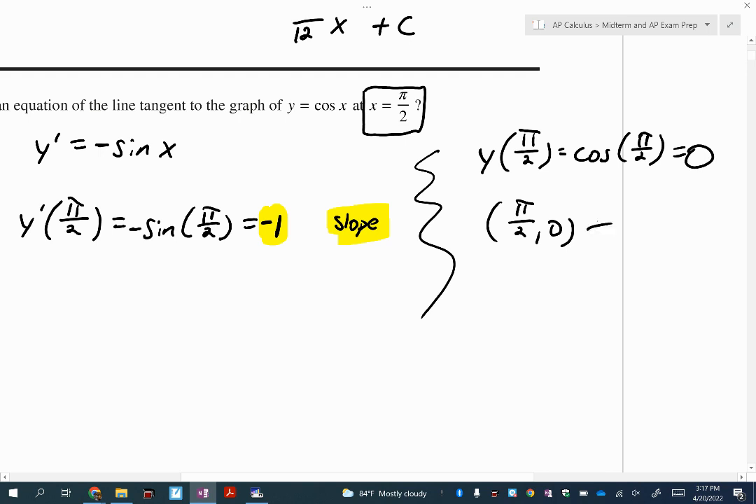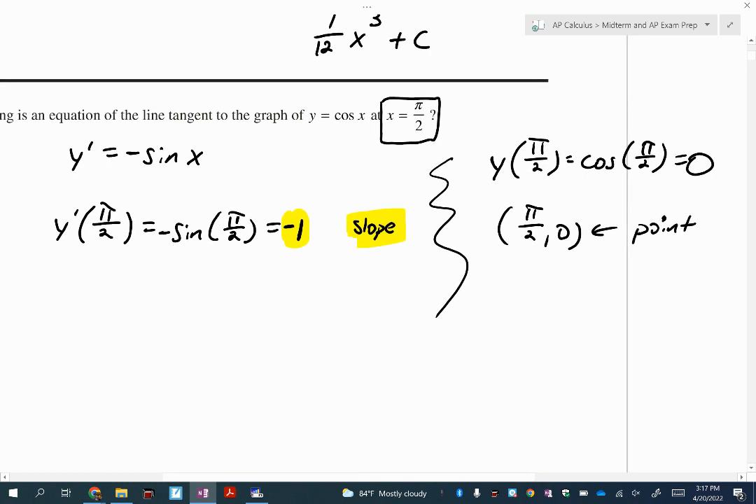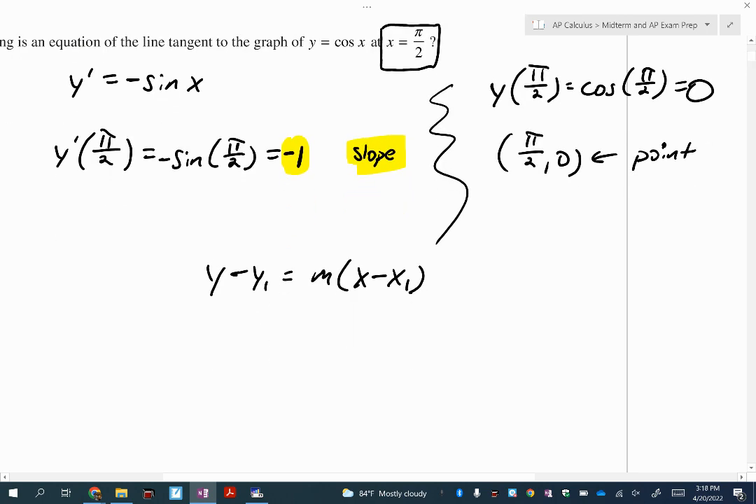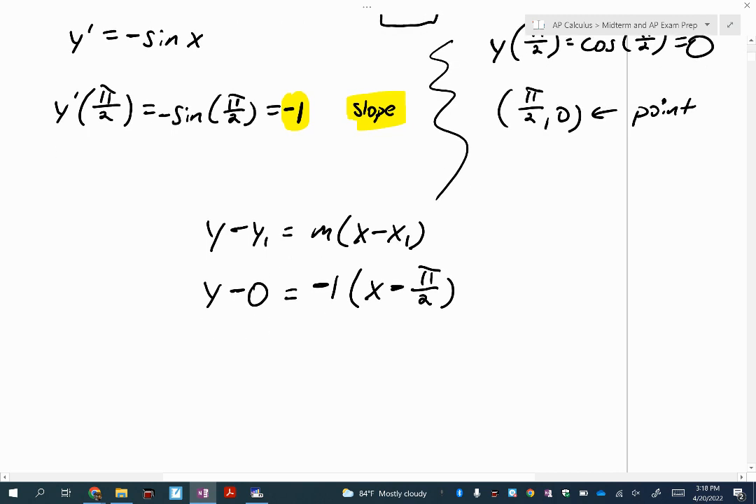So that's my point. You already know our slope. We're ready for point-slope form. Do you guys remember point-slope form? No, that's slope-intercept form. So we're going to be y minus y sub 1 equals m times x minus x sub 1. Make sure you're plugging into the subscripts. So our y value is 0. Our slope is negative 1. And this is going to be minus pi over 2. Do I need to write minus 0? No. That's just y. Distribute the negative. We have our answer.